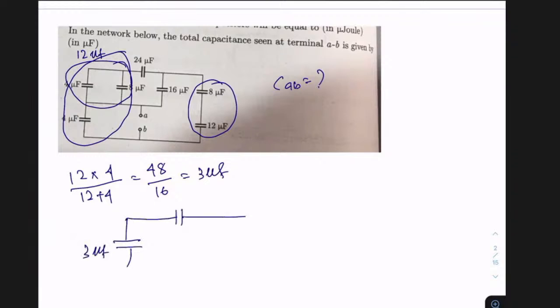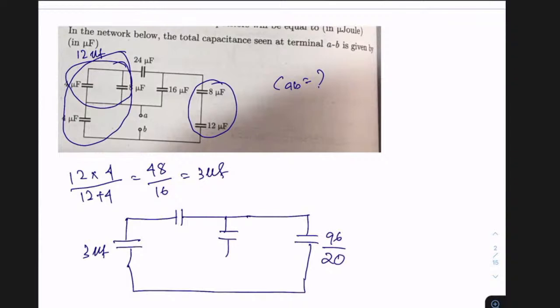Then you have this 24, okay? Then you have this 16, okay? So then this is 16. Then this is a single capacitance whose value is how much? 8 into 12, 96, 96 by 20. So this is 96 by 20. This is 3 microfarad. This is your 24 microfarad, and this is your 16 microfarad.